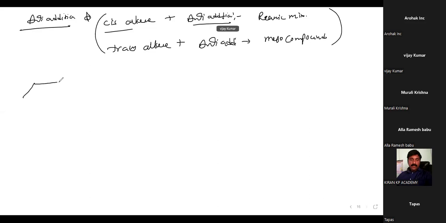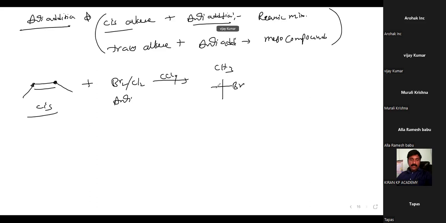Now, in this case, this is a cis-alkene. You guys know it. And Br2, or you can say Cl2, anything, in presence of CCl4. What will we be getting? The bromine attacks over here and here. What answer can you expect? This is cis, and this is anti-addition. We expect the answer has to be a racemic mixture.